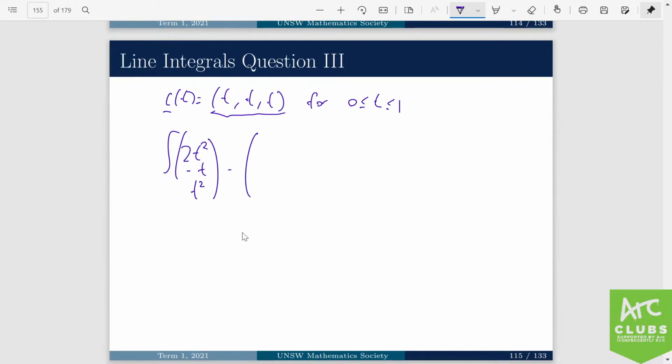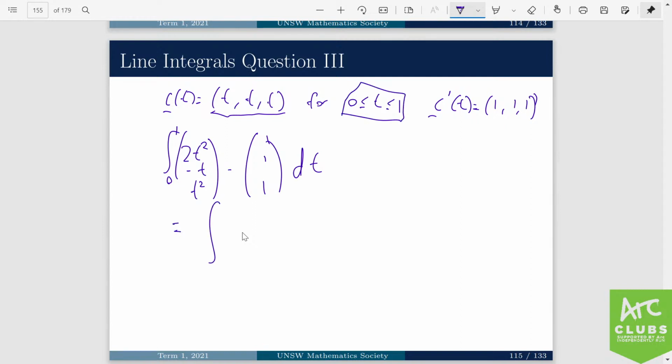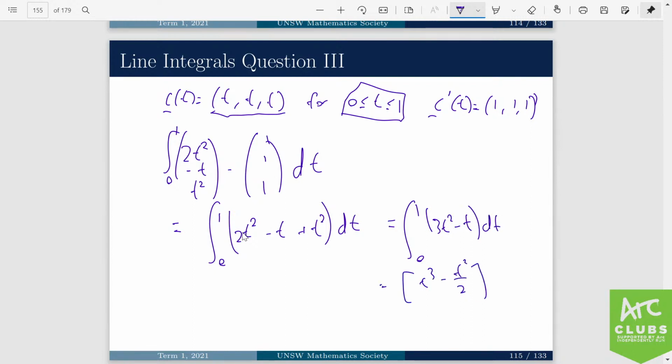And we take the dot product with c dash. c is (t, t, t), so c dash is just (1, 1, 1), since we're differentiating each component with respect to t. Then dt, and bounds go from 0 to 1 because that's where our path goes. So essentially you just add them up: the integral from 0 to 1 of 2t squared minus t plus t squared dt. Combining, 3t squared minus t, and that's t cubed minus t squared over 2, from 0 to 1. Plugging in the zeros gives 0, and 1 cubed is 1, minus a half, so that's just a half.